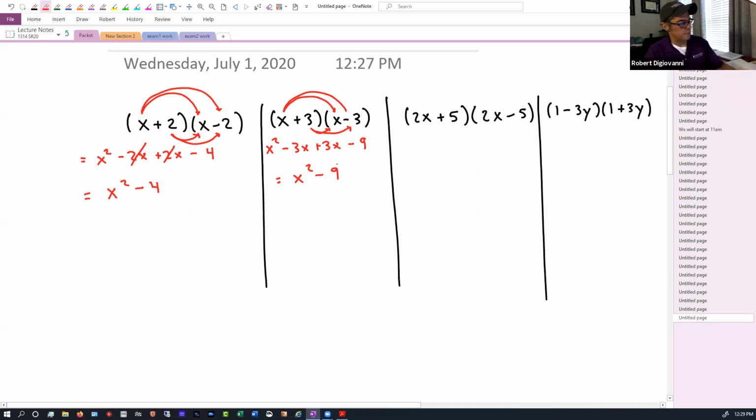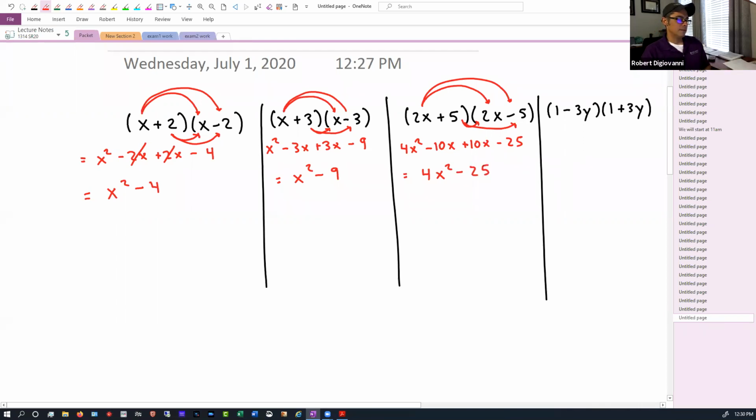Okay, let's look at the next one. 2x times 2x is 4x squared. 2x times -5 is -10x. 5 times 2x is positive 10x. And 5 times -5 is -25. The middle terms cancel out, the 10x's cancel, I get 4x squared minus 25.